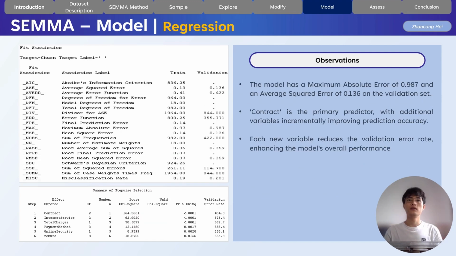So next is the regression model. The model has a maximum absolute error of 0.987 and the average squared error of 0.136 on the validation. So contract is the primary predictor with additional variables incrementally improving the prediction accuracy. Each new variable reduces the validation error rate, enhancing the model's overall performance.